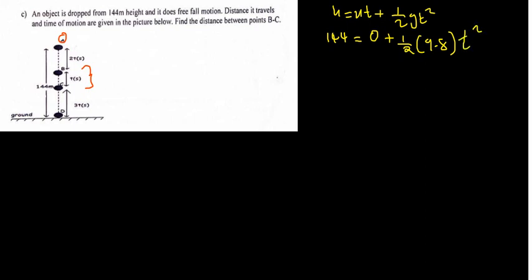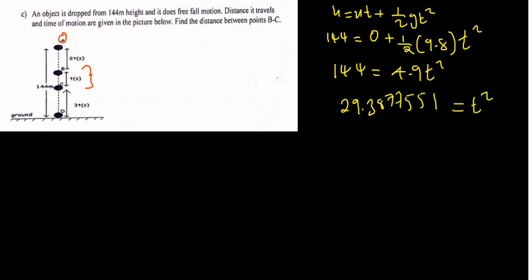First let's just calculate it. So 144 is equal to half times 9.8, which is 4.9 t squared. Divide both sides by 4.9, so 144 over 4.9 gives us 29.3877551, and that is equal to t squared. To remain with t, we square root both sides. Therefore t is positive or negative the square root of 29.38, which gives positive or negative 5.42. Since this is time, it can't be negative, so we just take the positive value. So time is going to be 5.42. This is the time taken for the object to fall from the very top to the very bottom.